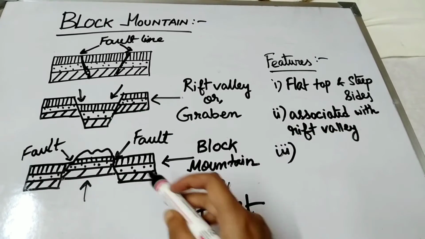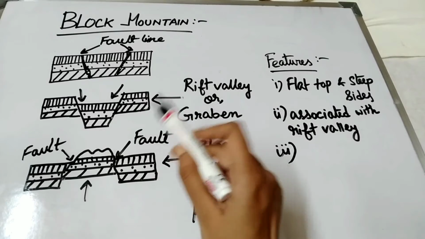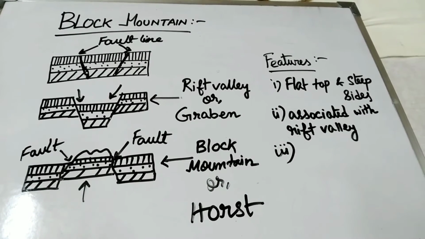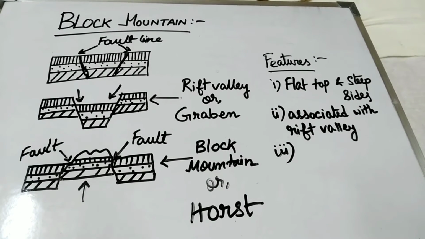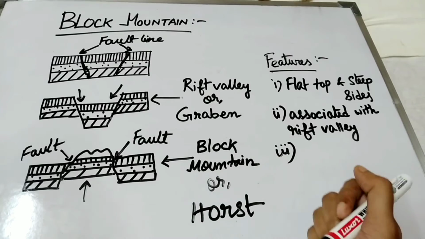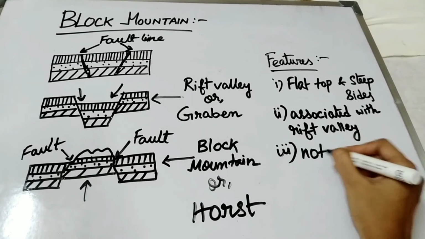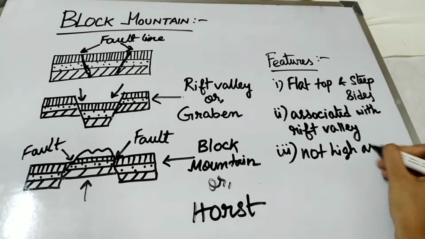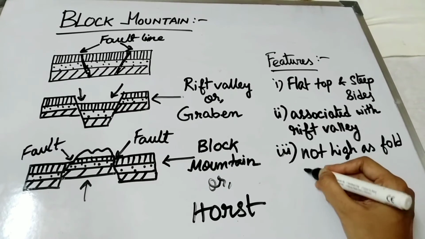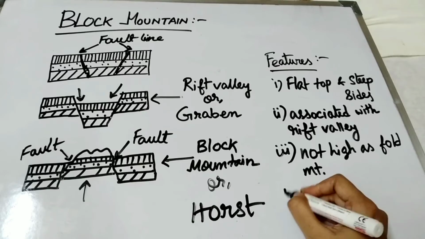Next feature, another thing is the block mountains are not as high as a fold mountain. Fold mountain we already discussed in my previous video, so you can check it. I have given the link in my description box. They are lower in height and do not cover the total area. So we can write here: not as high as fold mountain. Mountain short form is MT.